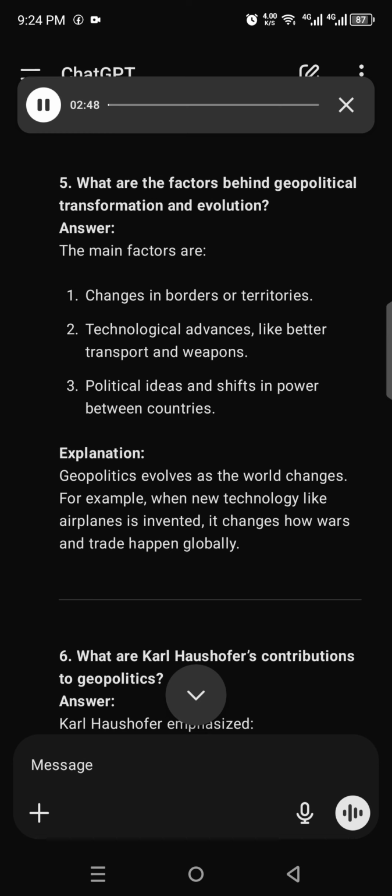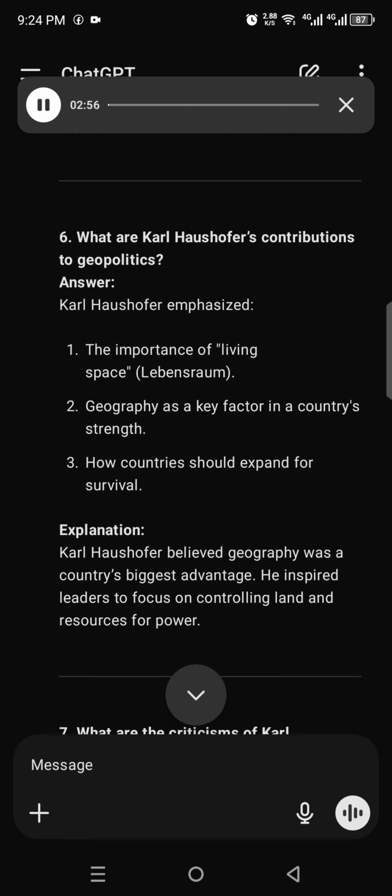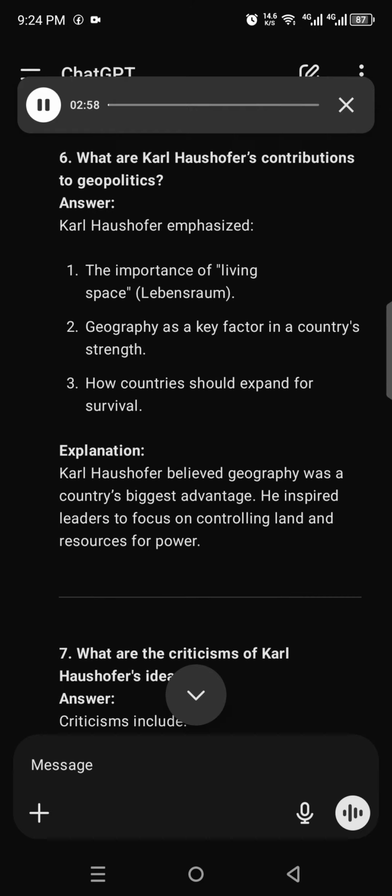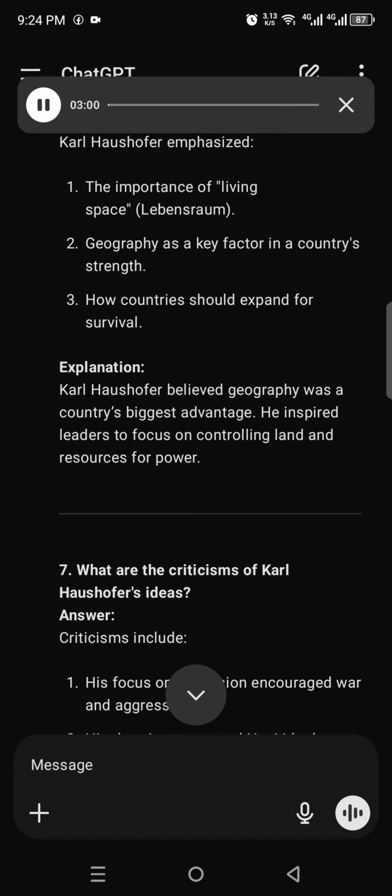6. What are Karl Haushofer's contributions to geopolitics? Answer. Karl Haushofer emphasized: 1. The importance of living space, Lebensraum. 2. Geography as a key factor in a country's strength. 3. How countries should expand for survival. Explanation. Karl Haushofer believed geography was a country's biggest advantage. He inspired leaders to focus on controlling land and resources for power.